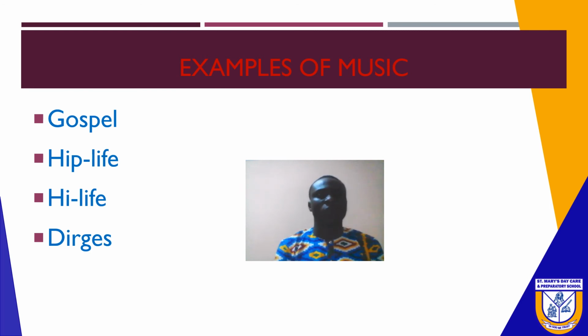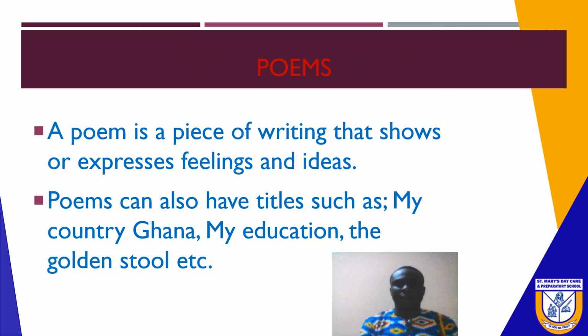Some examples of music: we have the gospel music, we have the hip life music, and then we have the high life music. We also have dirges, which are slow and sad songs which are sung during funerals. Songs which are sung during funerals are called dirge. They are slow songs. When funerals are being organized, there are particular songs that they sing to mourn the dead. They are called dirge.